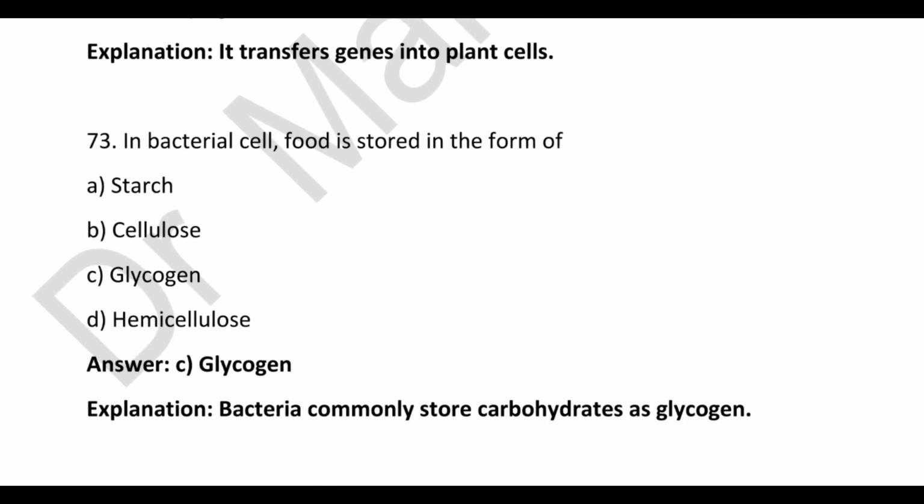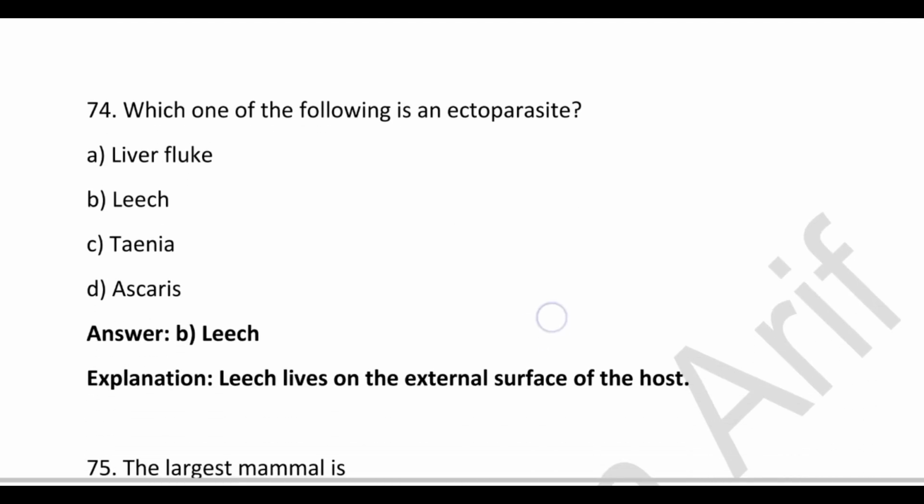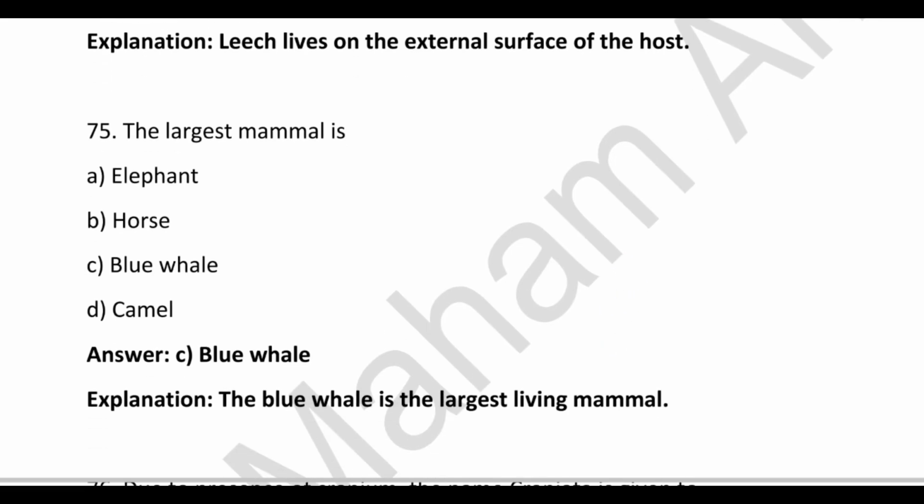In bacterial cell, food is stored in the form of, correct answer is option C, that is glycogen, because bacteria commonly store carbohydrates as glycogen. Which one of the following is an ectoparasite? Correct answer is option B, that is leech, because leech lives on the external surface of the host. The largest mammal is, correct answer is option C, that is blue whale. The blue whale is the largest living mammal.